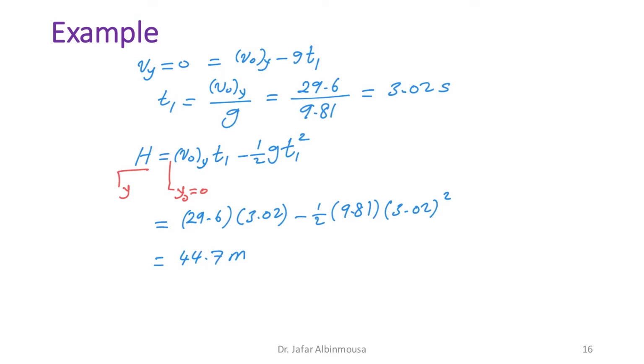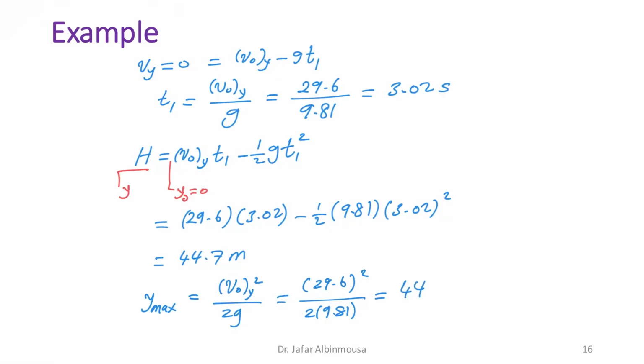Alternatively, you can use the equation y max, which is equal to V0y squared divided by 2g, if you remember. And if you substitute, you will have 29.6 squared divided by 2 multiplied by 9.81, and this is going to give you almost an identical answer.